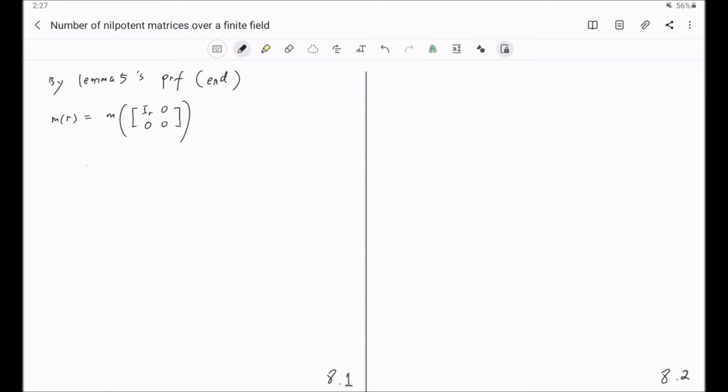And by definition, this is the same as the number of nilpotent matrices A such that A commutes with this canonical matrix. And remember, this product is equal to just a block matrix N_r 0, 0, 0.